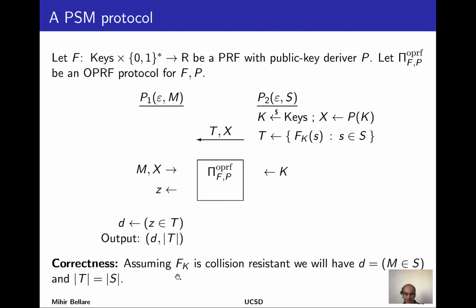But we can get around those things, but let's kind of think of it as f sub k not having collisions. And in that case, we see that we do have correctness, because in that case, M belongs to S exactly when Z belongs to T, and the size of T is exactly the size of S.